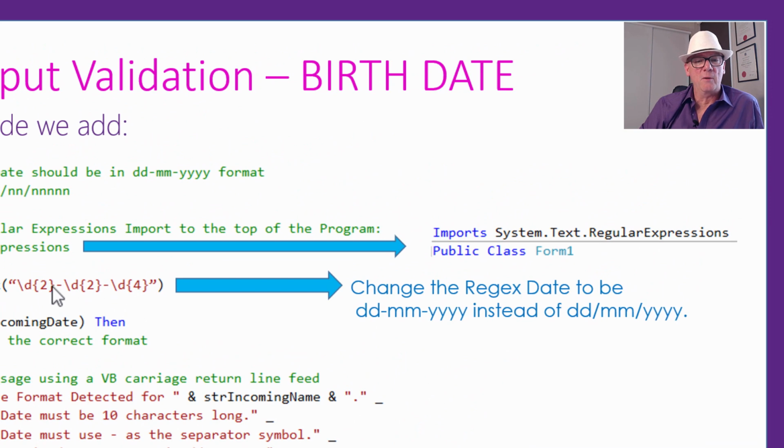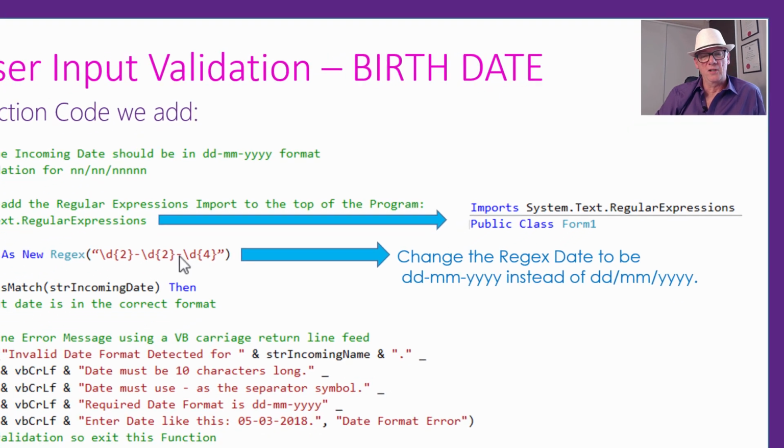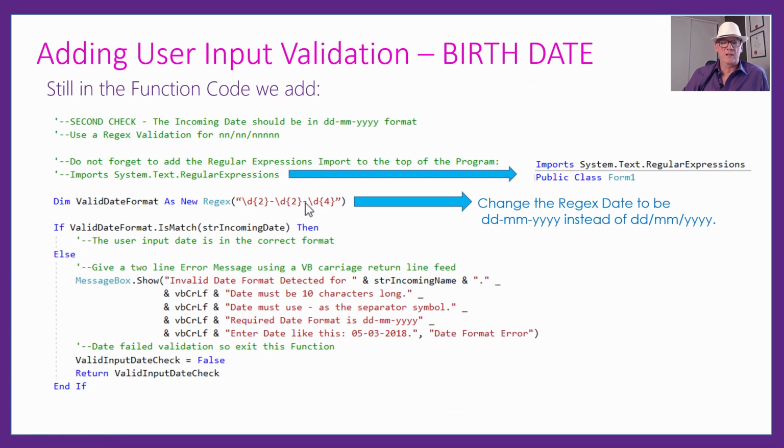We had forward slashes, so we have just made a one line program change to put two minuses in there instead of forward slashes, and that's going to make sure they've entered it as like 05-03-2018 or whatever they need to put in. So that's all going to be good, and we can give an error message if they did not do that.